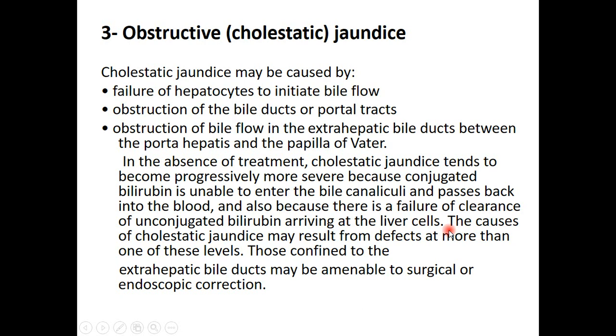So in obstructive jaundice we have elevated high total serum bilirubin, and mainly direct. So direct hyperbilirubinemia with elevation of the liver enzymes, but not rising as much as in hepatitis. The cause of cholestatic jaundice may result from defects at more than one of these levels. It may be intrahepatic, or it may be extrahepatic, for example stone, stricture or tumor.